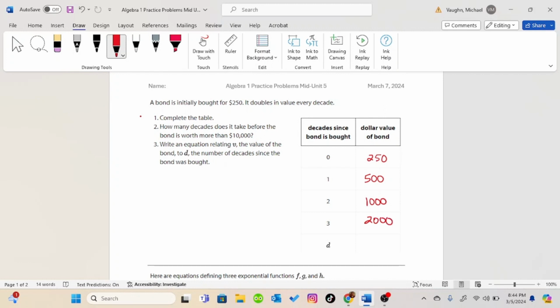And what we're doing here is we're saying 250 times 2 to the power of d.